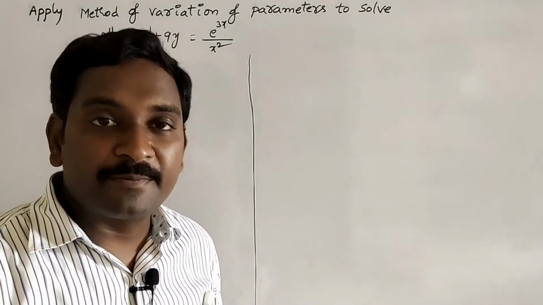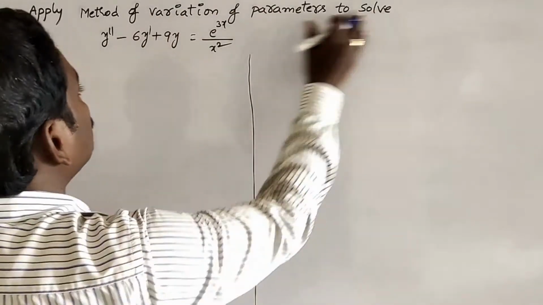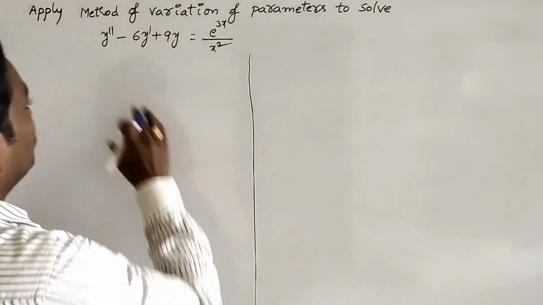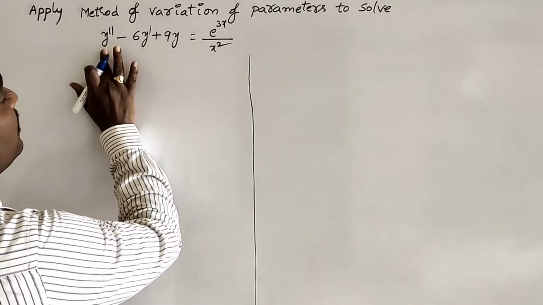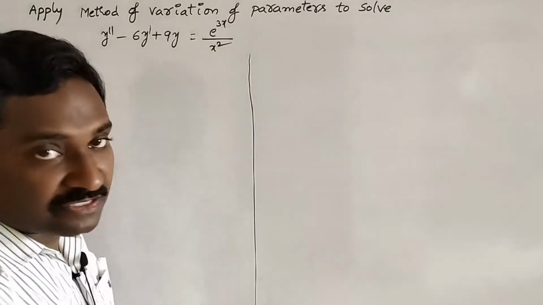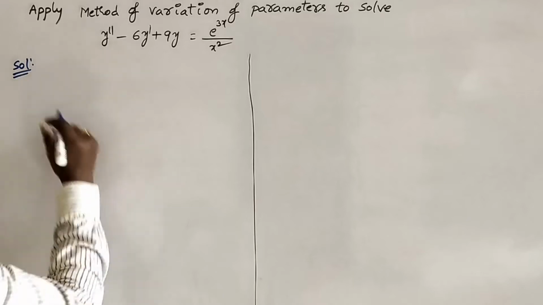See the next problem in the method of variation of parameters. Apply method of variation of parameters to solve. It means that you have to find the complete solution of this differential equation: y double dash minus 6y dash plus 9y is equal to e power 3x by x square. First of all, we have to write the operator form.